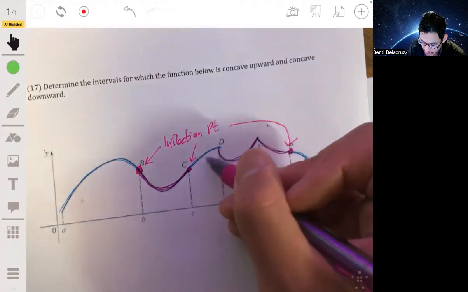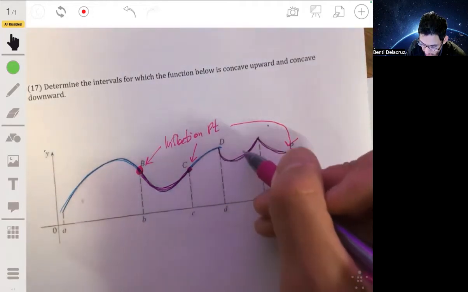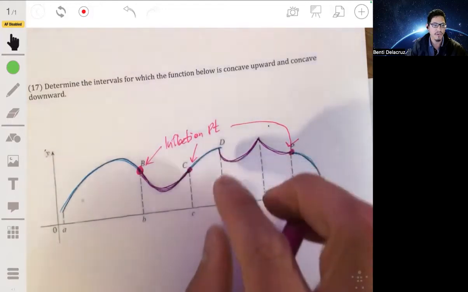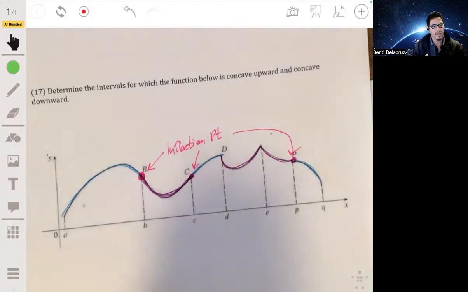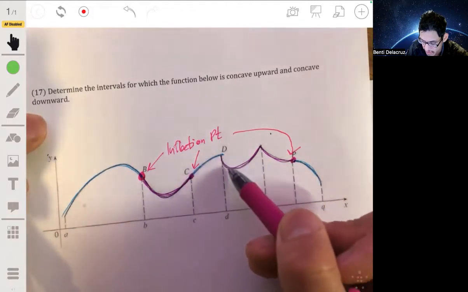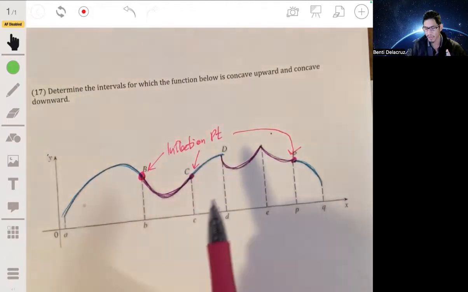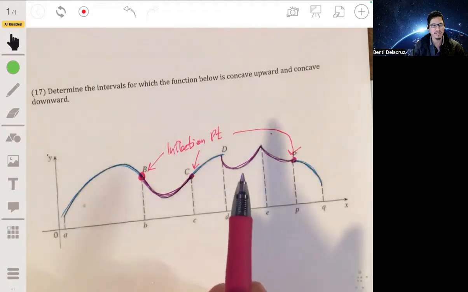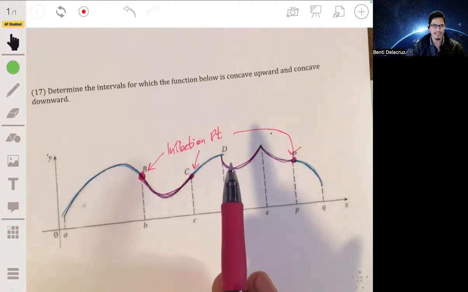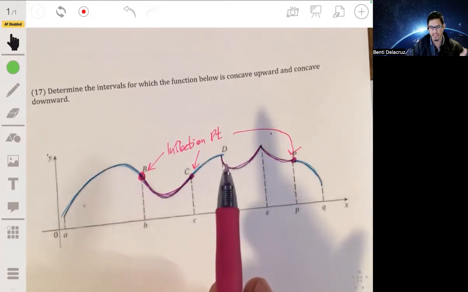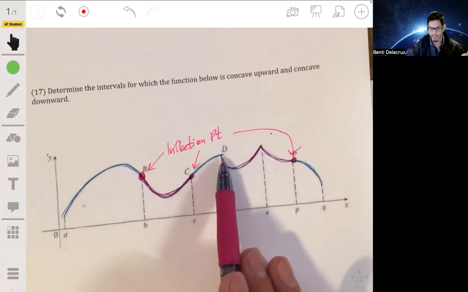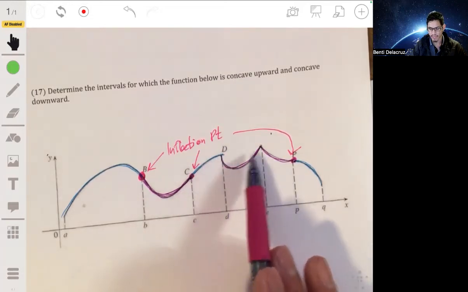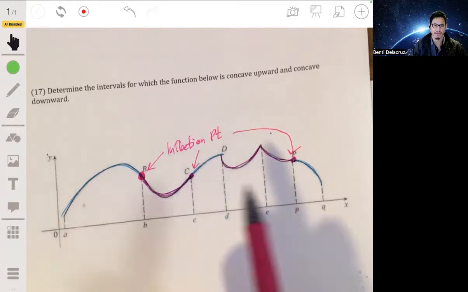Also, here it does change from concave down to concave up, but this is not going to be an inflection point because it's not a smooth, continuous graph. The derivative there is not defined because the derivative from the left is not the same as the derivative from the right. Most textbooks address this. There are some textbooks that actually still count it as an inflection point, so be careful about that. But for the most part, this will not count as an inflection point because, again, it's not a smooth curve. You've got a kink there, and so it's not differentiable there.